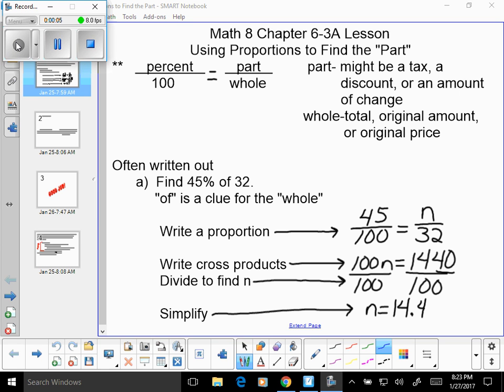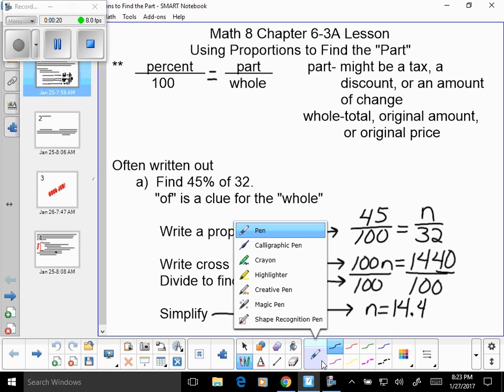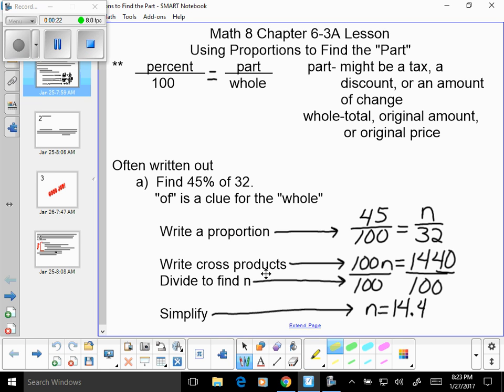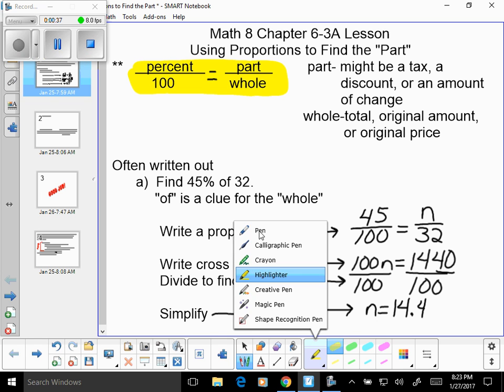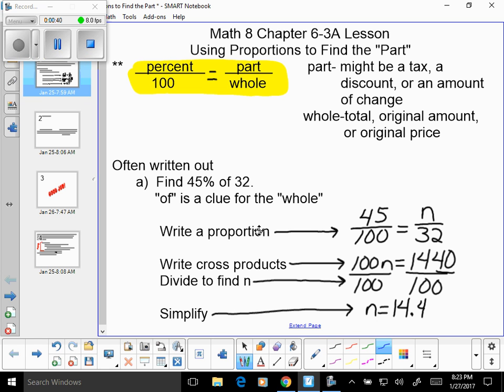Welcome to Chapter 6.3a lesson on using proportions to find what we call the part. First of all, before we begin, this material right up here in this part of the lesson is extremely important. If you have a highlighter, I would suggest you highlight this. We are going to use that over and over again when we use proportions to solve these problems. Yes, we're right back to proportions again.